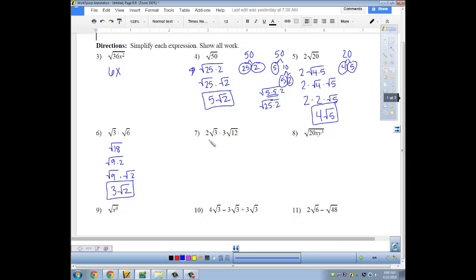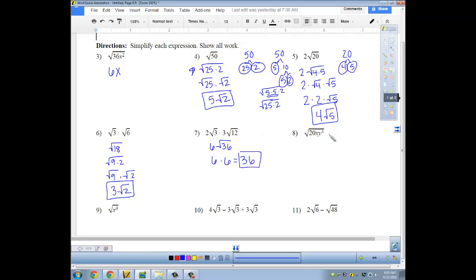Number 7, it's multiplication. So again, we can combine unlike terms. 2 times 3 is 6. Square root of 3 times 12 is 36. Now this one I can easily do the square root of 36. I know the square root of 36 is 6. So really I'm just doing 6 times 6, 36. So that's my answer.